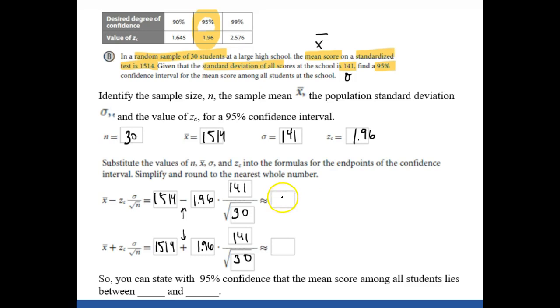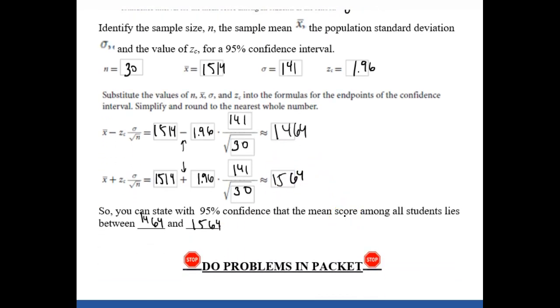And hopefully you found it and unpaused me just now. That would be about 1,464 and 1,564. So that means you can state with 95% confidence that the mean score among all students lies between 1,464 and 1,564.